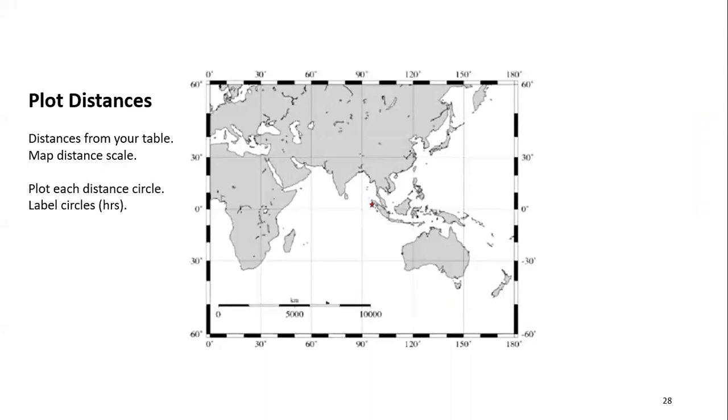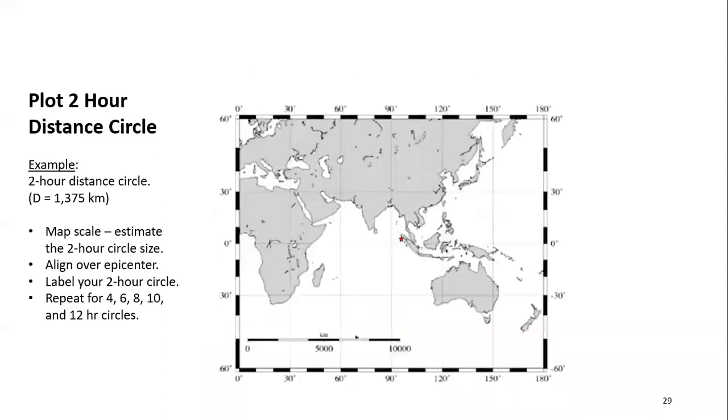Plotting your distance circles. Using the distance calculations from your table and the scale bar given on the map, you will plot distance circles to indicate the location of the tsunami 2, 4, 6, 8, 10, and 12 hours after the earthquake. These circles will be centered around the epicenter as labeled by the red star. Also, you will label each circle with the number of hours accordingly.